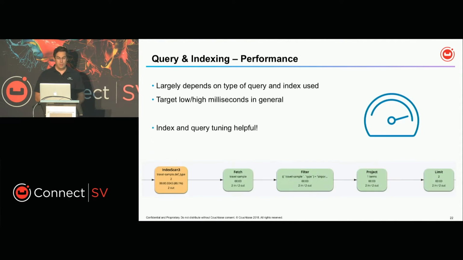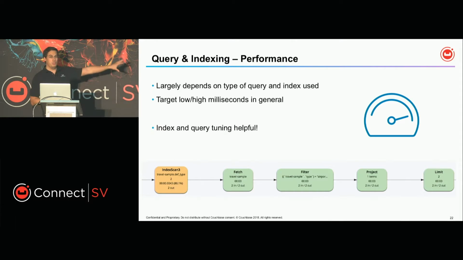Now, in terms of performance, here it starts to get a little tricky to actually give you numbers, because with KV it's pretty simple, right? You fetch a document, you read it, it's very deterministic. With Nickel, suddenly we have this variable of how complex is my query, right? How much data am I accessing, how big is the index, how many documents do I have to fetch? And in general, we are targeting low to high milliseconds here. So that's the target.